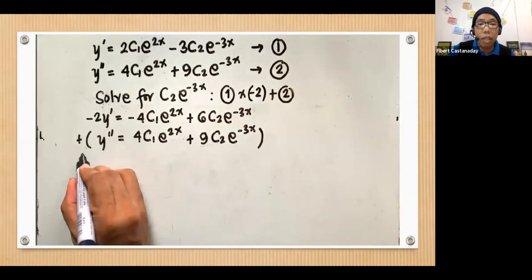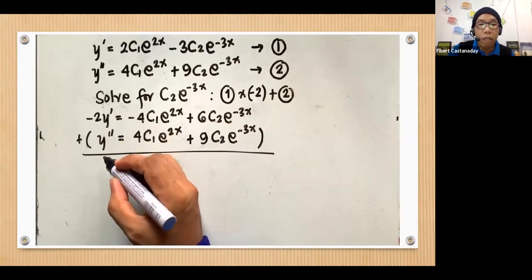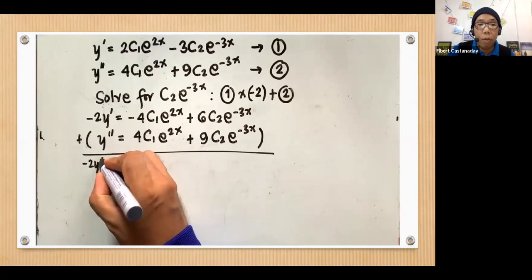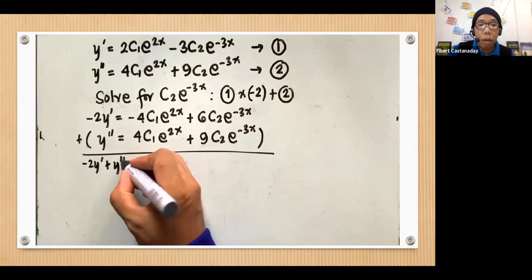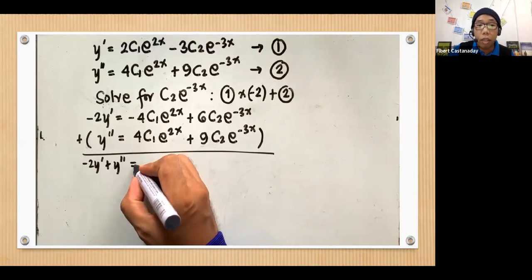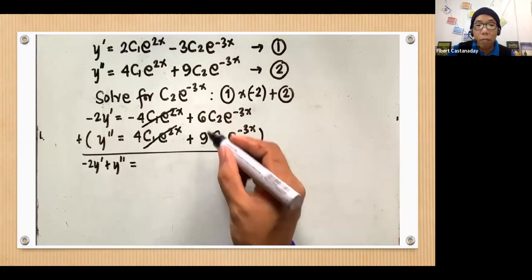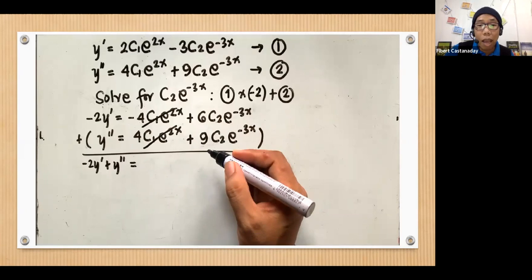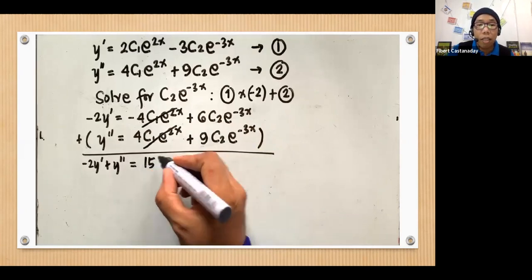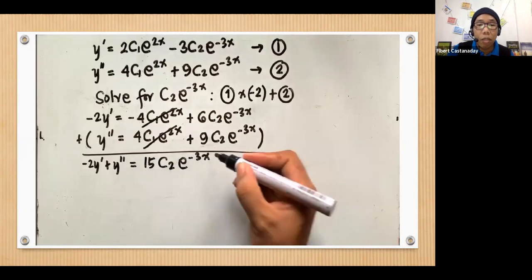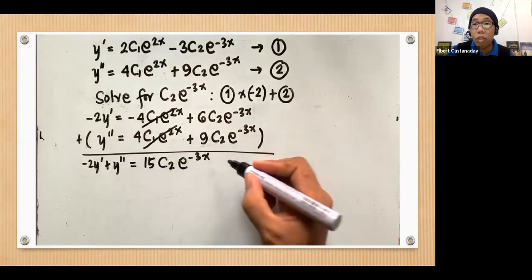As you can see, there are like terms there. On the left-hand side, you have minus 2y prime plus y double prime. No similar terms, you just copy them. So minus 2y prime plus y double prime equals, as you can see on the first terms of the two equations, minus 4 and plus 4, you can cancel that one. And then 6 plus 9, so you have 15 c sub 2 e raised to minus 3x. Do you follow, guys? Do you have any questions so far?